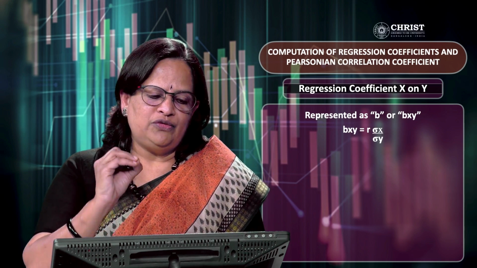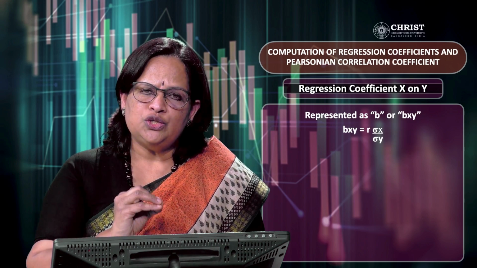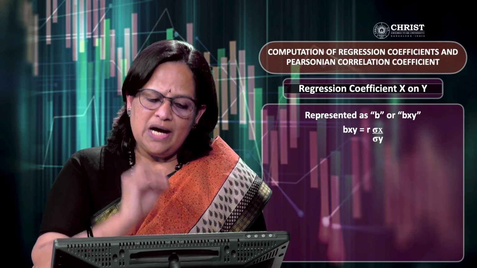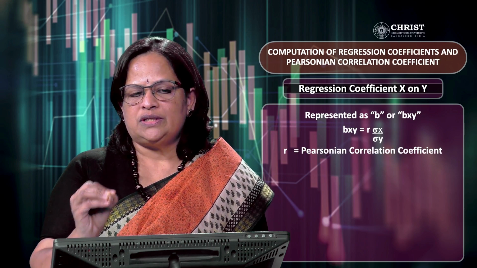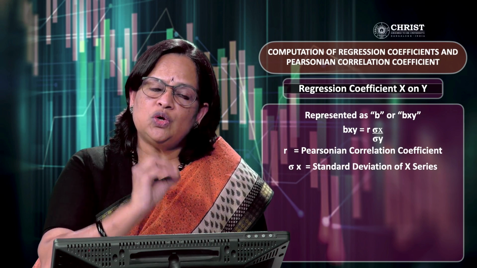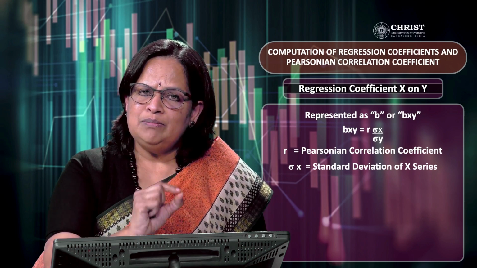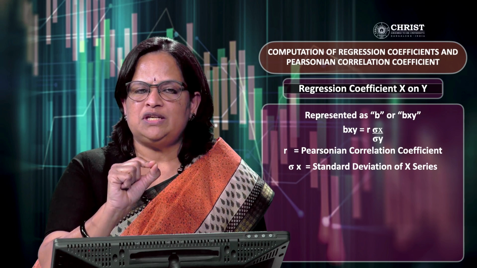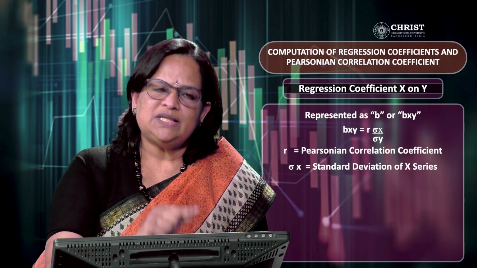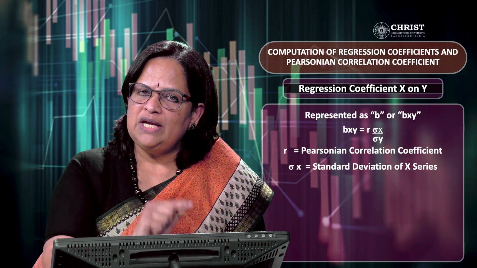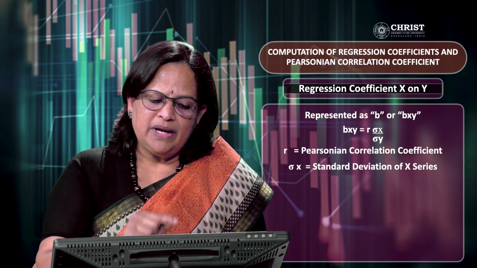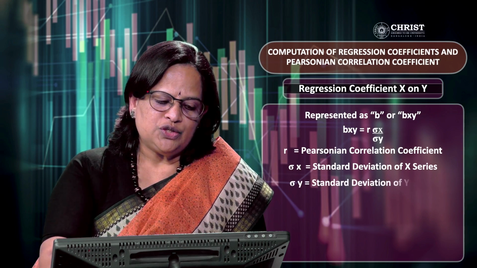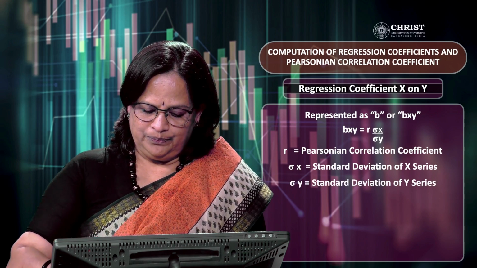So bxy is calculated as r into standard deviation x divided by standard deviation y. So r is the Pearsonian correlation coefficient. Standard deviation x is also known as sigma x, but the symbol is different. It's not the sigma we are using for calculating arithmetic mean. That sigma is different, but the standard deviation sigma also we are calling it as sigma x. Sigma x is standard deviation of x series. Similarly, standard deviation of y series, that is sigma y.